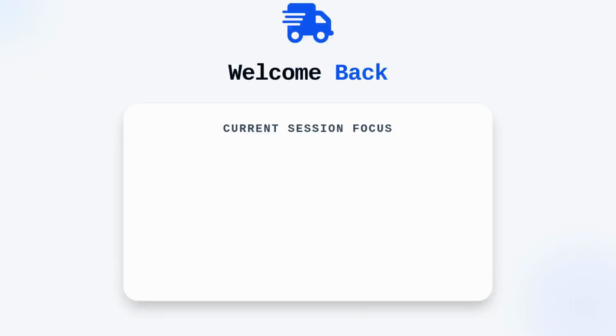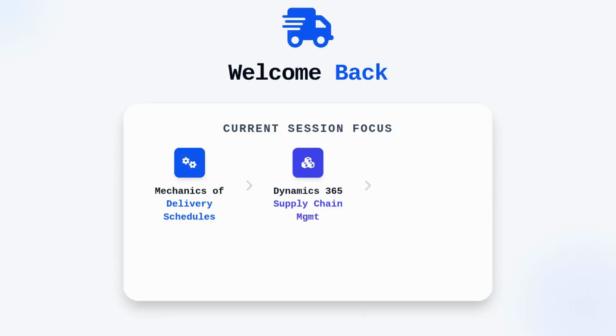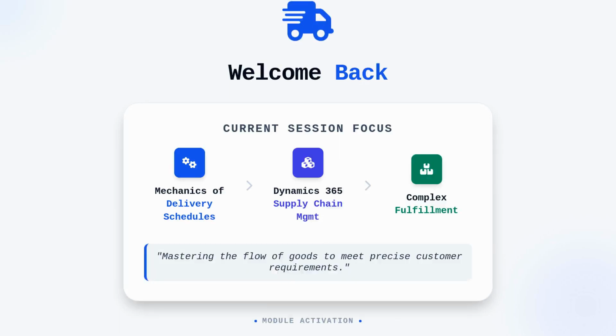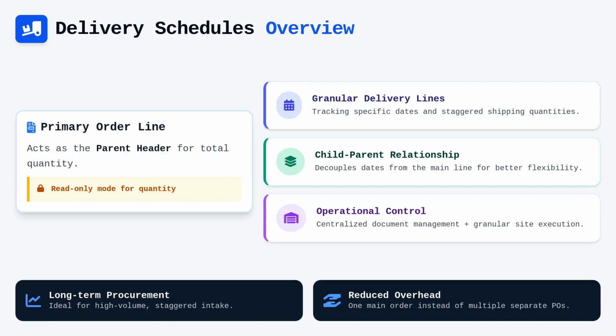Welcome back. In this session, we examine the mechanics of delivery schedules within Dynamics 365 Supply Chain Management to manage complex fulfillment requirements. Delivery schedules provide a structured mechanism to break down a primary sales or purchase order line into multiple segments without losing the integrity of the original transaction.